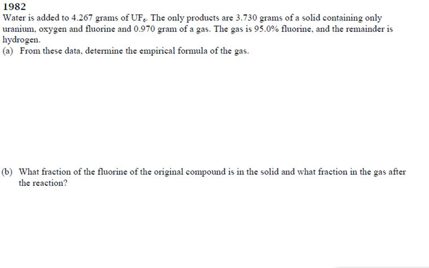Water is added to uranium fluoride, and it produces some solid that has uranium, oxygen, and fluorine in it, and a gas. It says the gas is 95% fluorine and the rest hydrogen. From this, we're supposed to be able to determine the empirical formula of the gas. Well, if the gas is 95% fluorine, then the other 5% must be the hydrogen, because that's the only things present in the gas. So anytime we have percentages and we're asked to find empirical formulas, we're going to assume we have a 100-gram sample. So we change these percentages to grams, because 95% of 100 is 95.